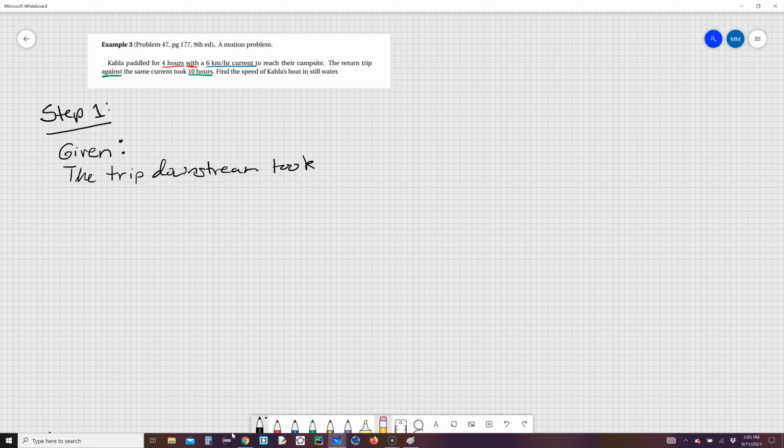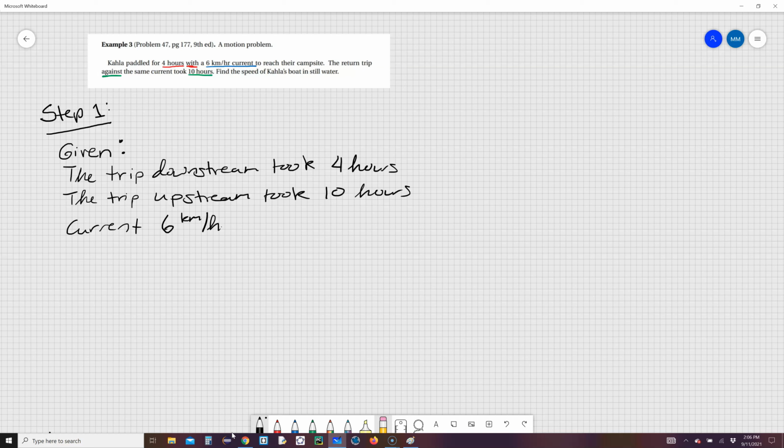that took 4 hours. We have that the trip upstream, that is against the current, that took 10 hours. And that the current itself is 6 km/h. Okay, and we are asked to find the speed of the boat in still water.